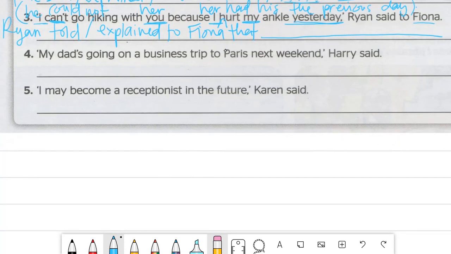Alright. Now let's look at number 4. My dad's going on a business trip to Paris next weekend, Harry said. Okay, who said this? Harry. Harry what? Harry said, or what are other verbs that we can use? Announce. Yes, announce. Announce that. That is a mandatory word that you need to insert.